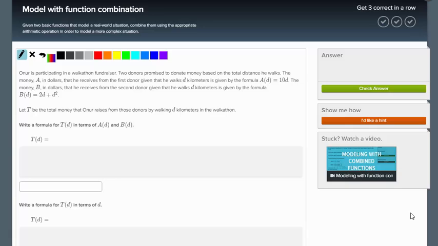All right, today, modeling with function combination. So we are taking functions and figuring out how to combine them to solve problems. Owner is participating in a walkathon fundraiser. 2 donors promise to donate money based on the total distance he walks.